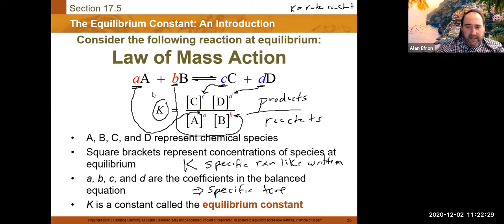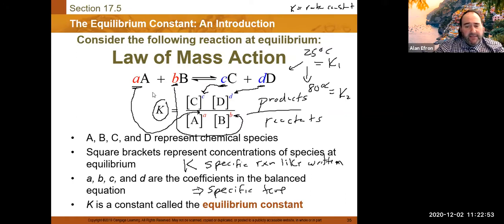What I mean by that is you can have a reaction, say like this guy here at 25 degrees Celsius, it will have a certain K value. If you change it to say 80 degrees Celsius, it will have a different K value. The K value at 25 degrees Celsius and the K value at 80 degrees Celsius will be two different numbers.